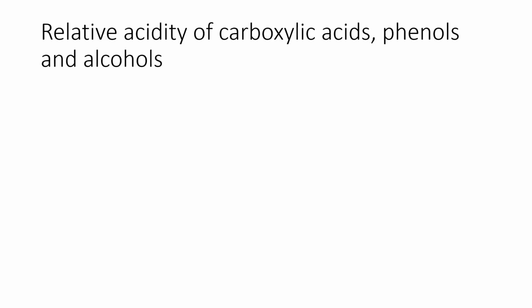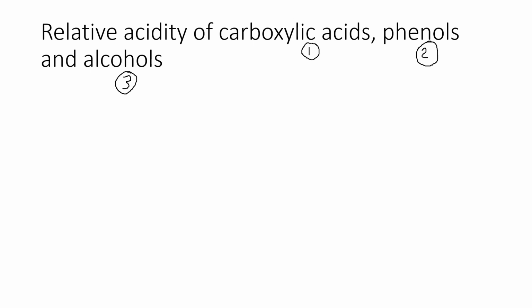In the carboxylic acid booklet, you need to know about the relative acidity of carboxylic acids, phenols and alcohols. So firstly, we need to know the order. Carboxylic acids would be the most acidic, so let's call that number 1. Then phenol would be the next most acidic. And alcohols would be not acidic, really. They're basically neutral. And we looked in the notes about the reasons for that.